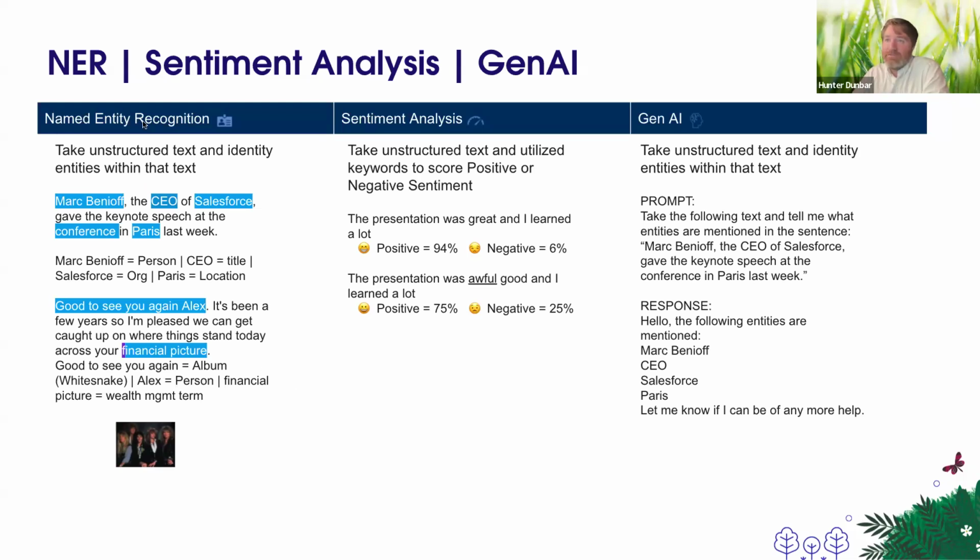The first being named entity recognition. This was part of the Einstein language suite of tools, I think it was called. I believe they're starting to sunset it because they've got better tooling now. But what you could do is say, Marc Benioff, the CEO of Salesforce, gave the keynote speech at the conference in Paris last week. And what named entity recognition would do is pull all of the attributes of that sentence, and give them back to you in a structured JSON object.